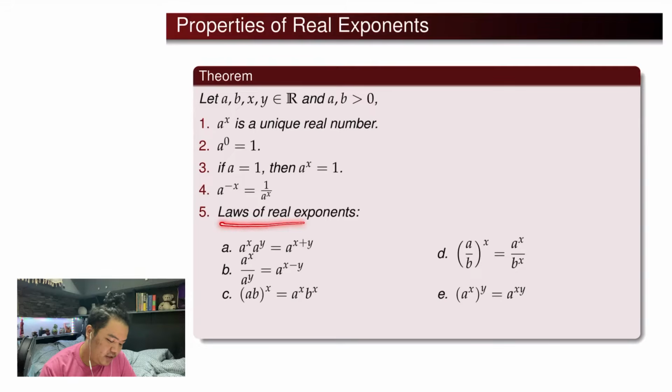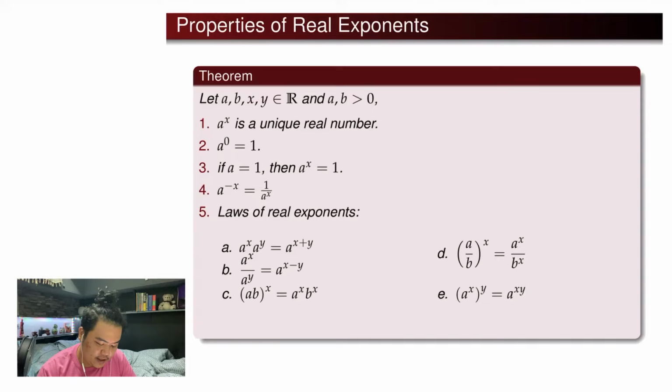And we have the laws of real exponents. If you're multiplying a raised to x and a raised to y, so same base na a, just copy the base, add the exponent. And we have this quotient rule, a to the x divided by a to the y is equal to, copy the base raised to, exponent of the numerator minus exponent of the denominator.